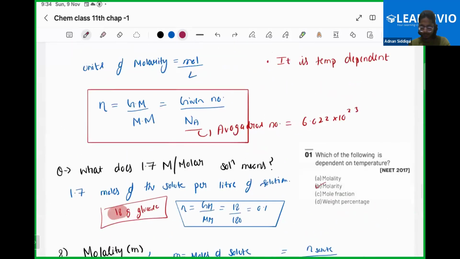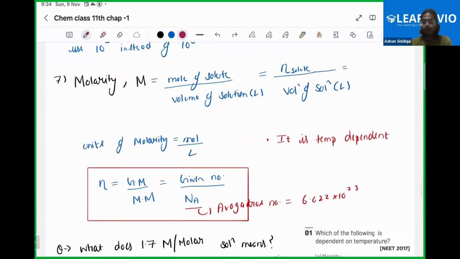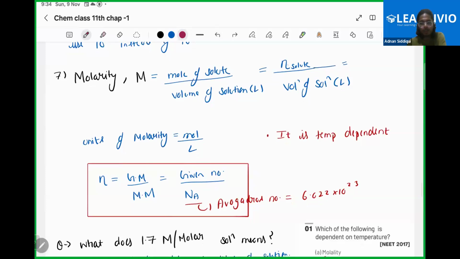Let us talk about them. So what is molarity? Molarity is first of all denoted by capital M. Whenever you are seeing molarity, you will see capital M. Molarity is nothing but mole of solute divided by volume of solution in liter. Mole of solute is basically the number of moles of solute.